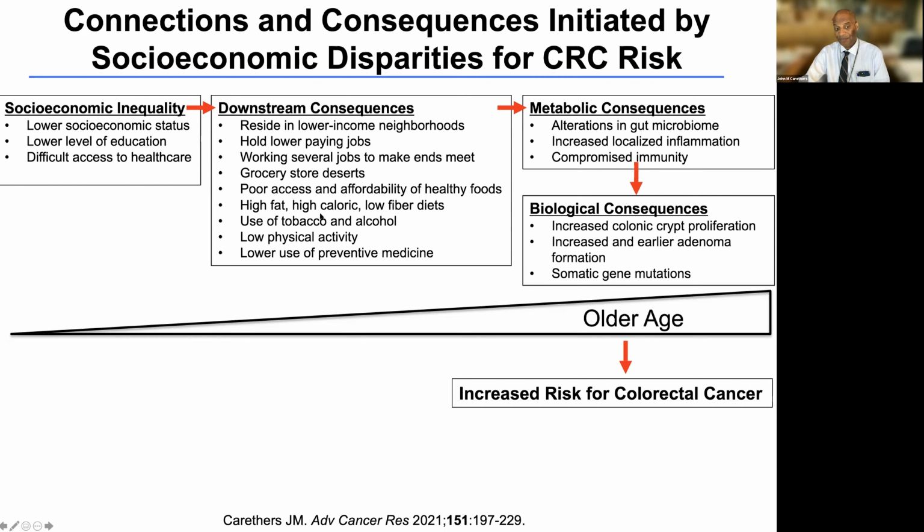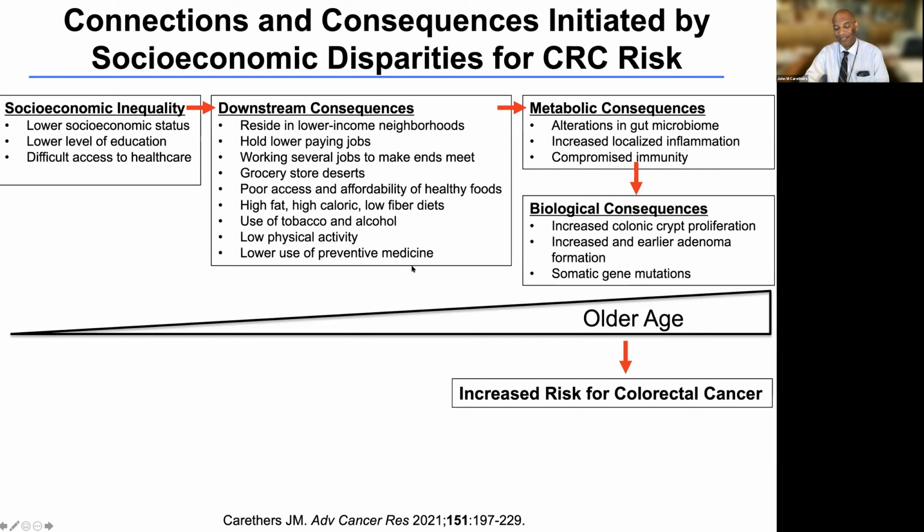Your diet tends to be different. You have easier access and more use of tobacco and alcohol in some of these neighborhoods. You may not have the same level of parks in these neighborhoods, and so there's lower physical activity. And there may be difficulty with preventive medicine as well.